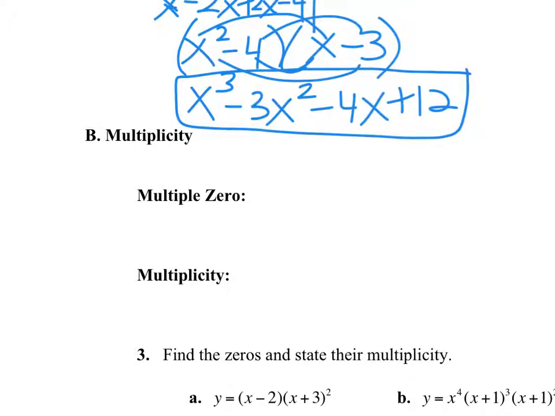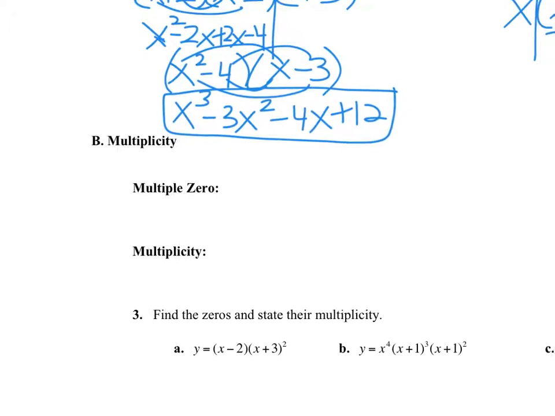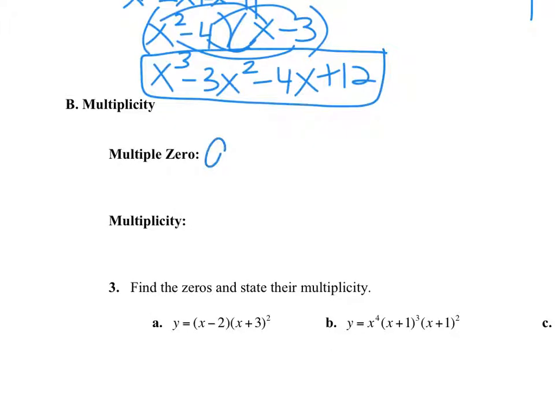All right, so a multiple 0 is a repeated 0.